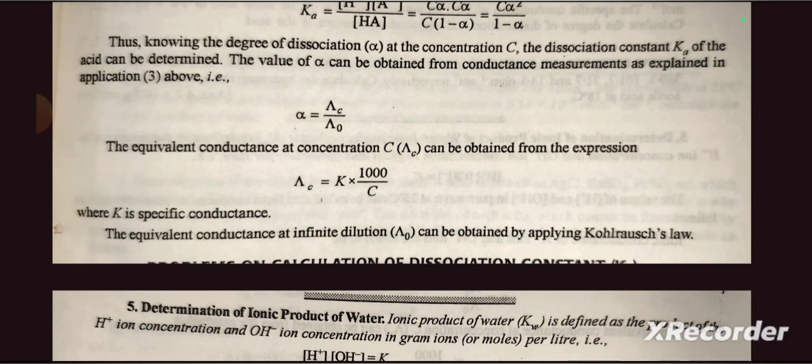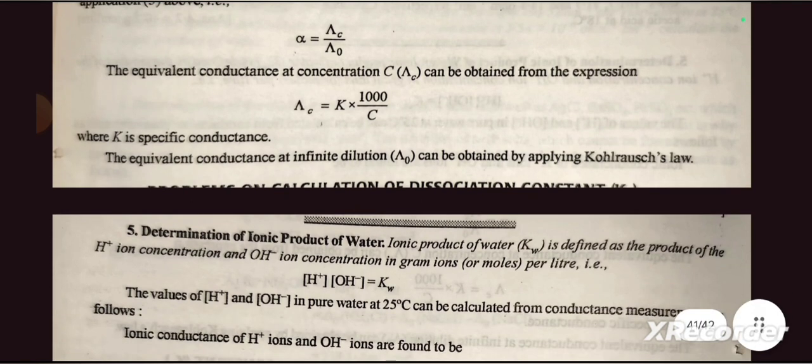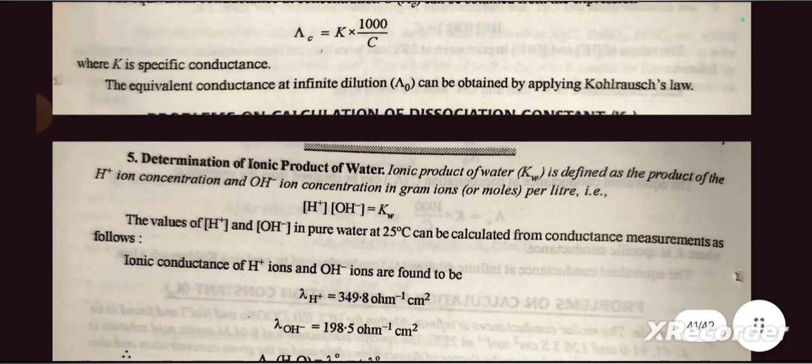Thus, knowing the degree of dissociation at the constant concentration C, the dissociation constant Ka of the acid can be determined. The value of alpha can be obtained from conductance measurement as explained in application 3. Alpha is equal to lambda C by lambda naught. The equivalent conductance at concentration C, lambda C, can be obtained from the expression lambda C is equal to K into 1000 by C, where K is the specific conductance. The equivalent conductance at infinite dilution, lambda naught, can be obtained by applying Kirchhoff's law.